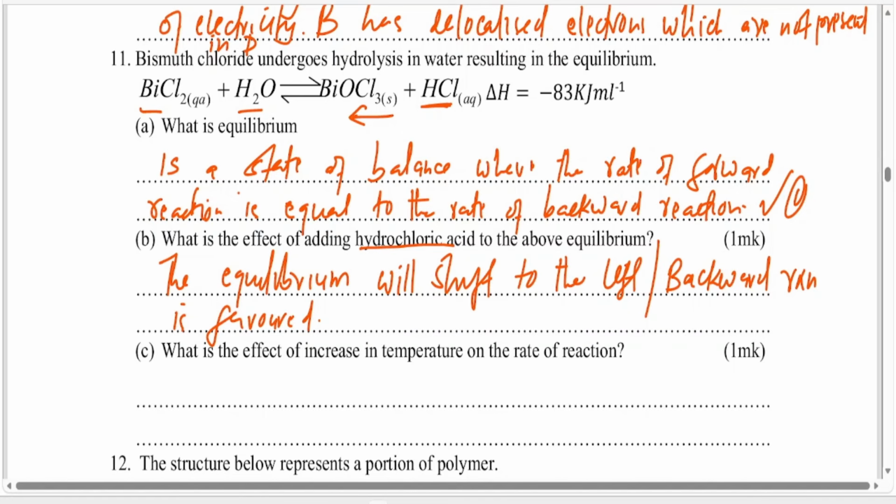What is the effect of increase in temperature on the rate of reaction? If it was equilibrium, then we could have looked again at the same, because this reaction is exothermic. This sign represents the forward reaction. But now, what is the effect of increasing temperature on the rate of a normal reaction?